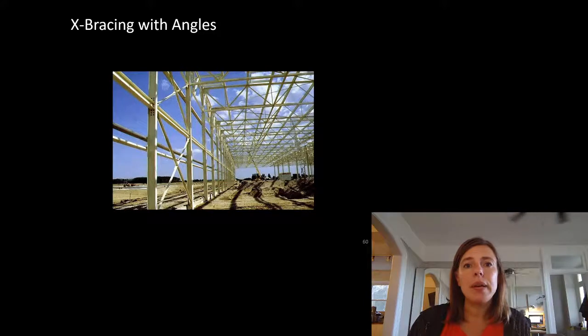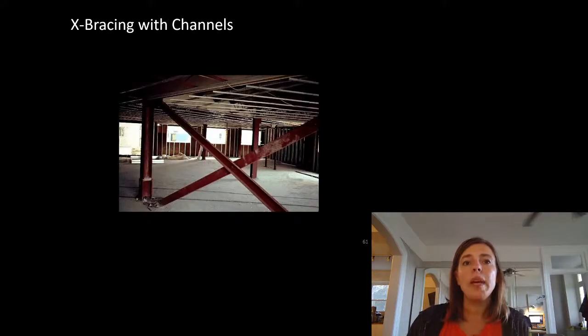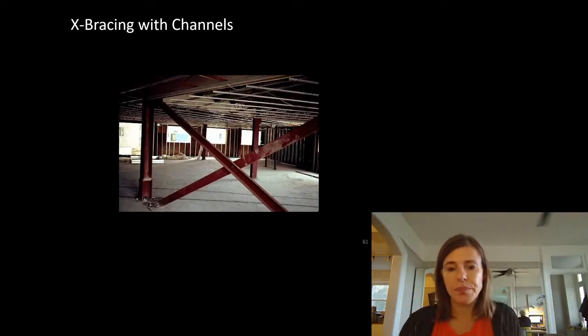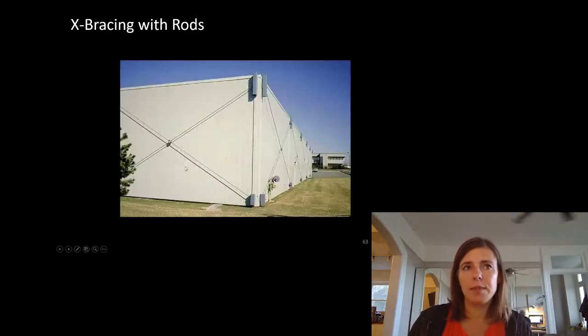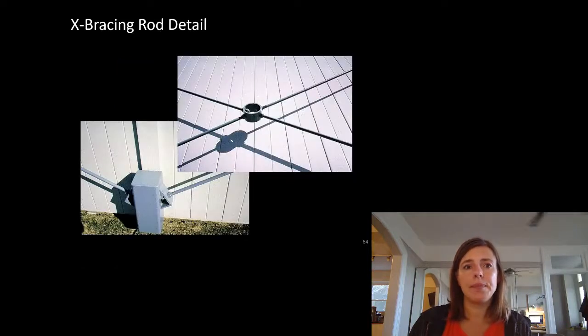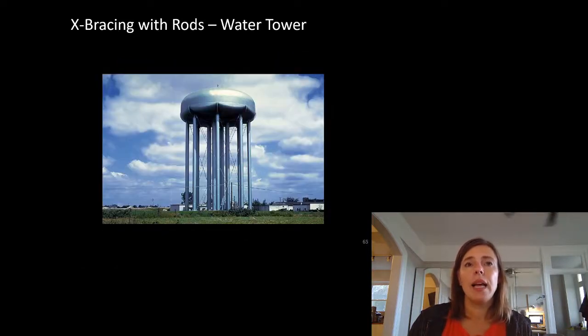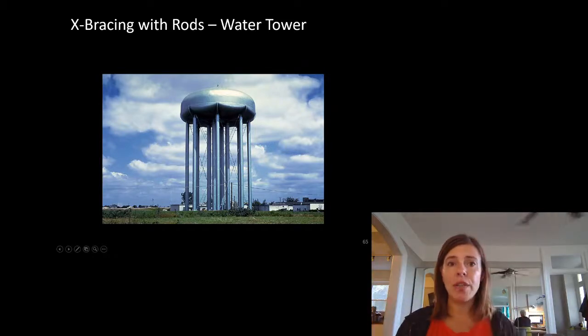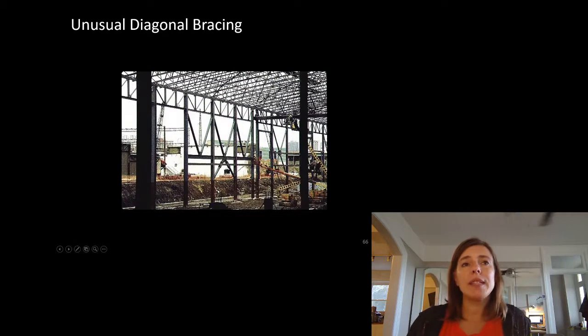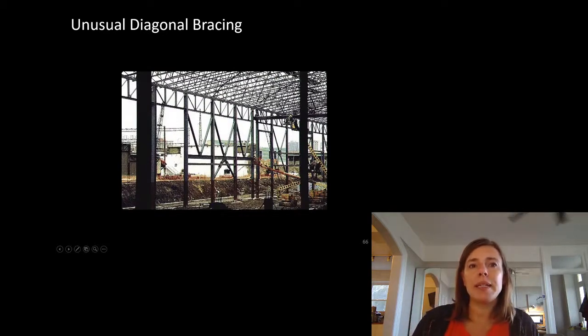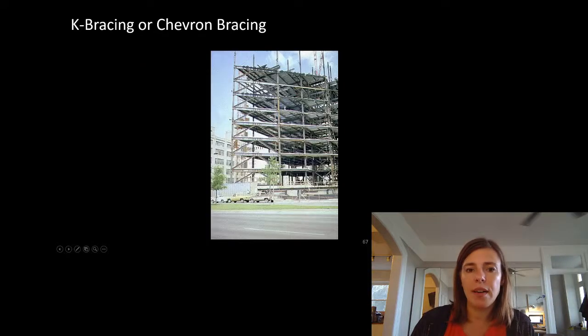Using angles for braces. We can do back-to-back channels. Rods, these would be tension only because they're rods. More rod bracing. Large object that's kind of three-dimensional in its behavior with rods for bracing. We can start to get some unique diagonal bracing as well. You can get some really funky shapes going on there.